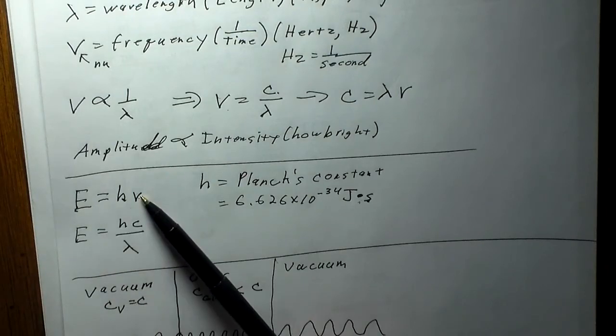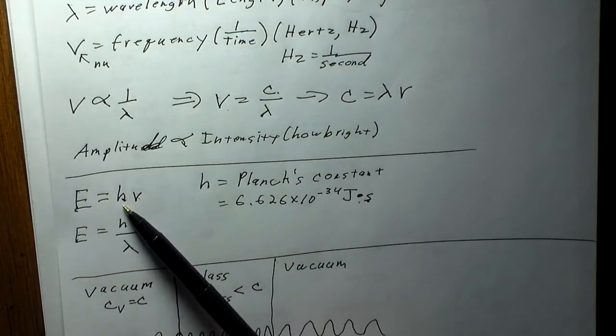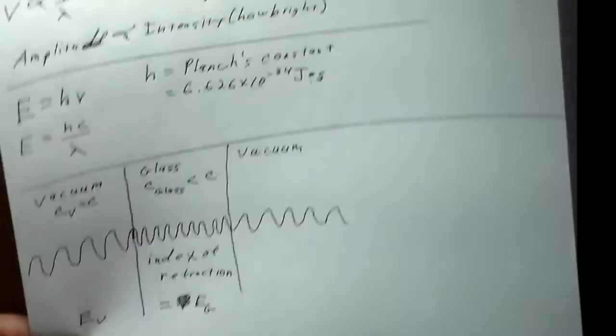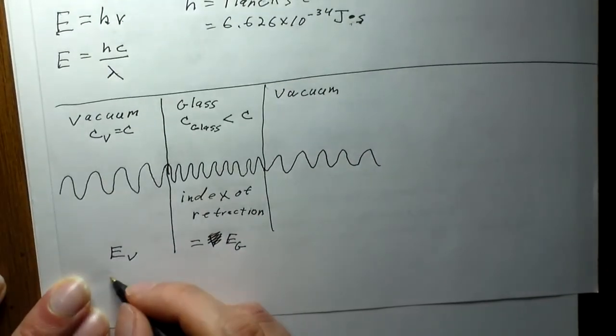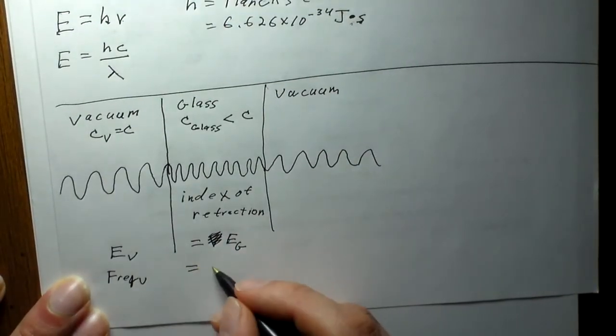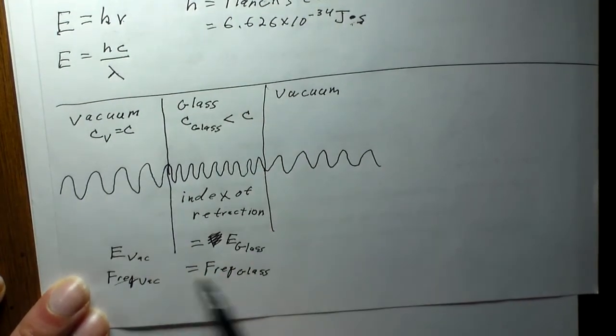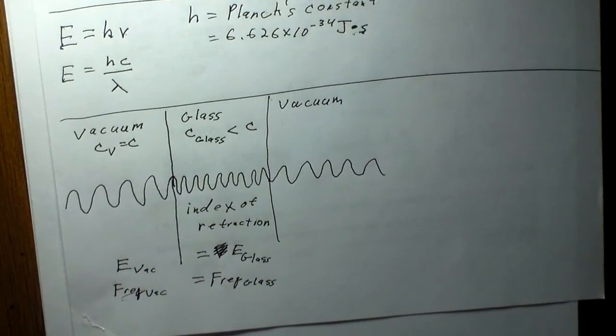Here's the energy related to my frequency. Notice right here, this is a proportionality constant. This is Planck's constant. It doesn't change depending on your medium, so this is always the same. So my frequency is going to be the same in this case. So the frequency in the vacuum is going to be equal to the frequency in the glass. Okay? So the frequencies are going to be the same on both sides.